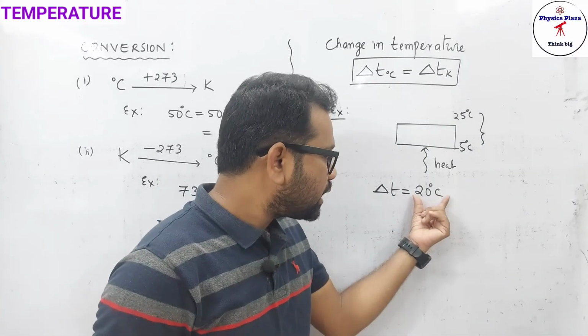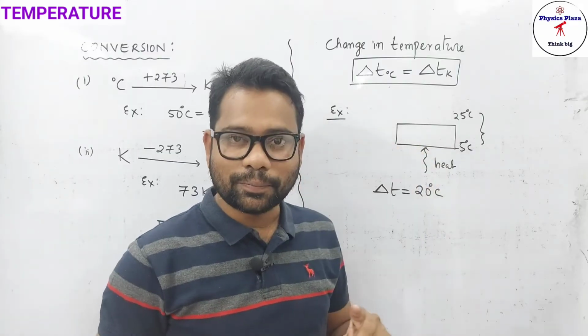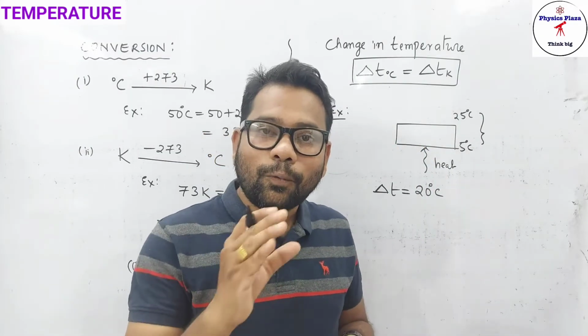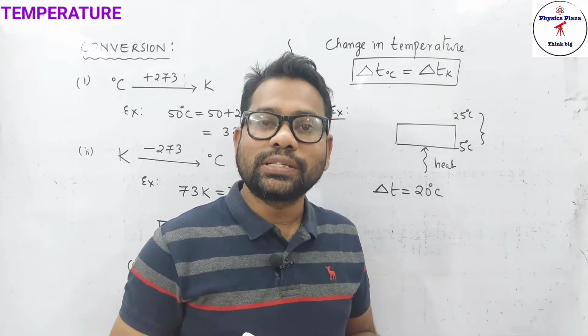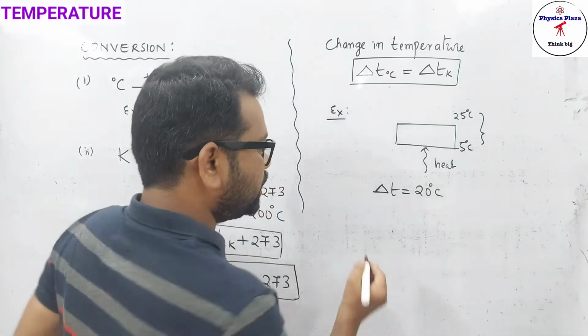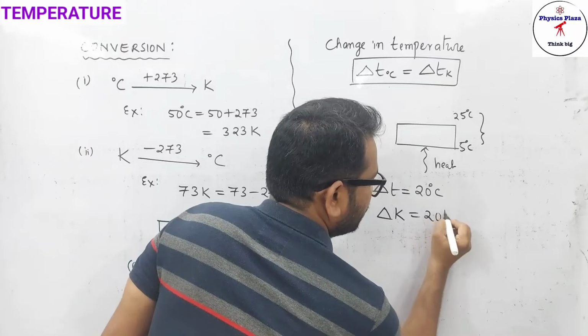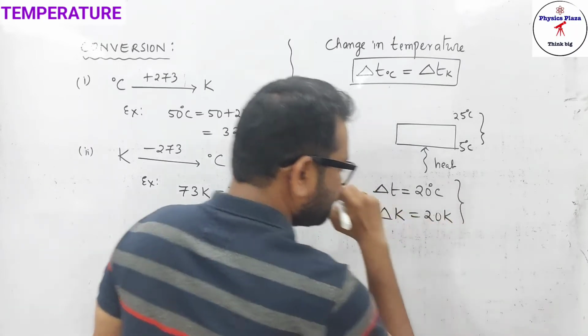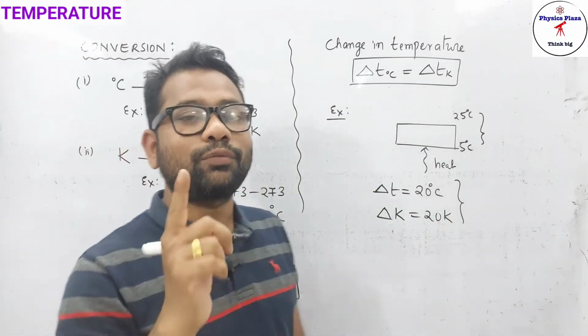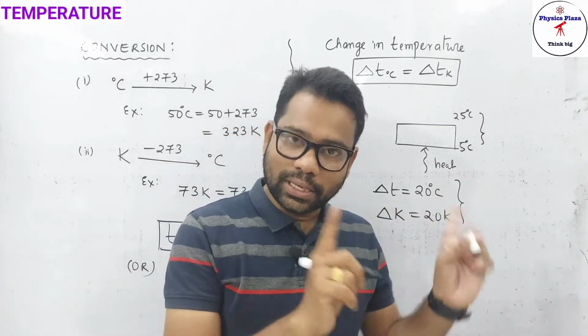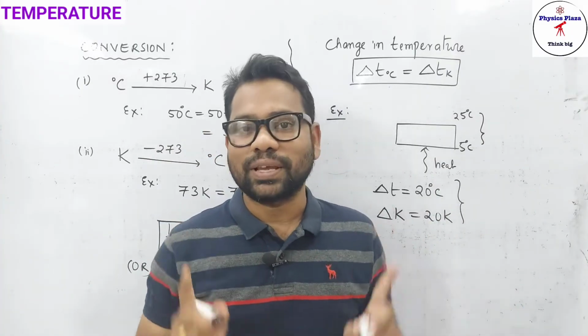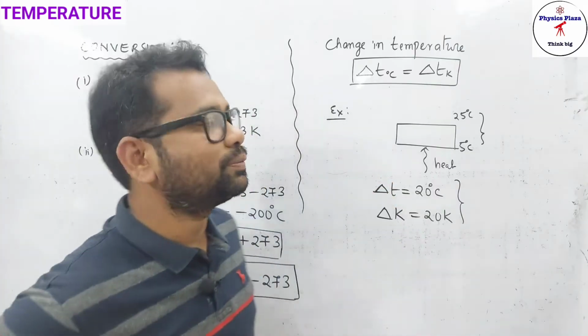So this is the rise in temperature in the Celsius scale. But the question is, what is the corresponding rise in temperature in the Kelvin scale? Children, surprisingly, delta K is also 20 K only. Try to understand. Either a rise in temperature or a fall in temperature is the same in the Celsius scale as well as in the Kelvin scale. Is it clear? Just copy it.